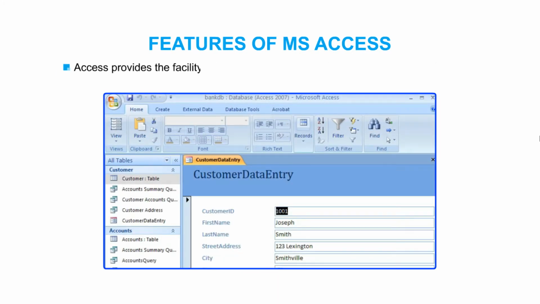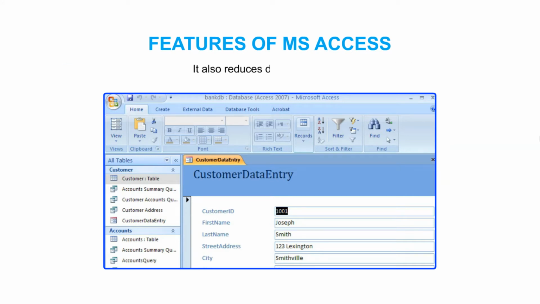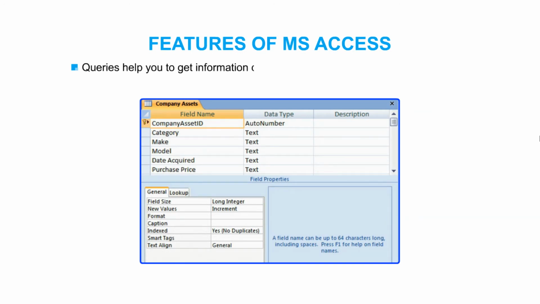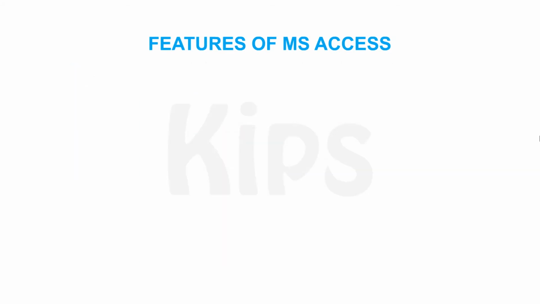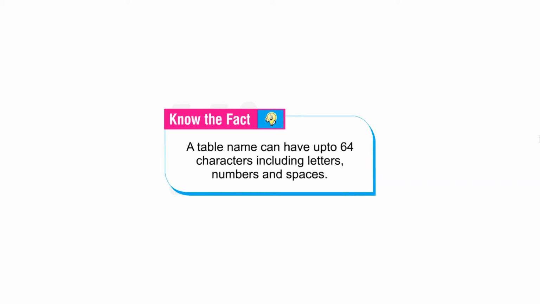Access provides the facility to create data forms so that user can enter the records of a person one by one in the respective fields. It also reduces data entry errors. Queries help you to get information on a specific topic from the information stored in the database. Reports allow you to present the data in a meaningful and summarized manner. Time for fact file. A table name can have up to 64 characters including letters, numbers and spaces.